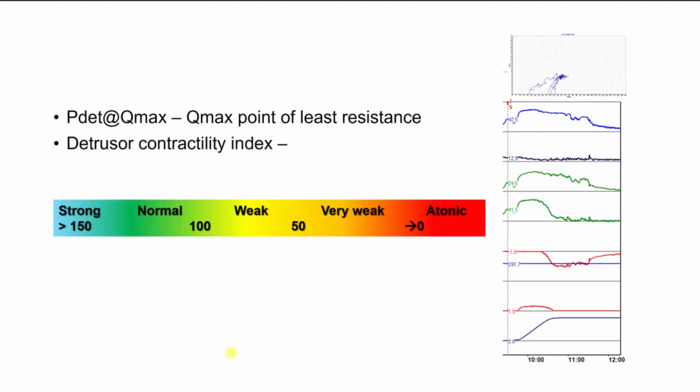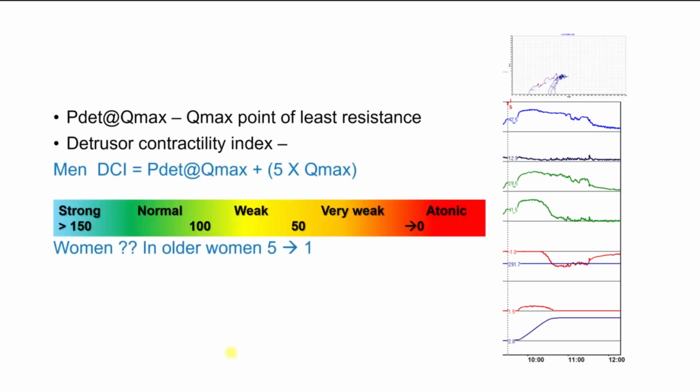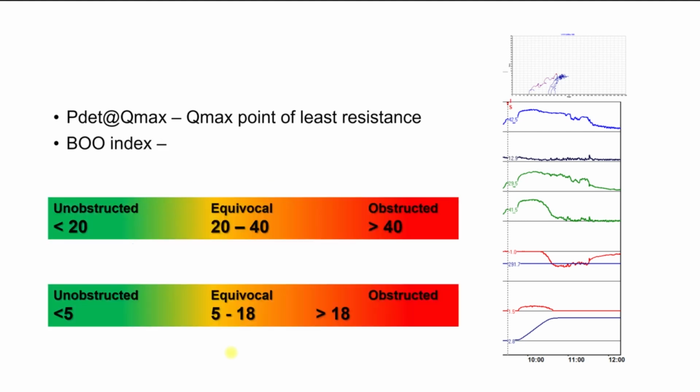We are looking at detrusor contractility index. In men, it is defined as P det Qmax plus 5 times Qmax. A normal value is about 100. Anything less than that is considered to be weak, particularly if it is less than 50. And a value of more than 150 exemplifies a strong detrusor. In women, the situation is far from clear, although some papers have mentioned, in older women, P det Qmax plus Qmax as a definition of detrusor contractility index. However, reference values are not known.